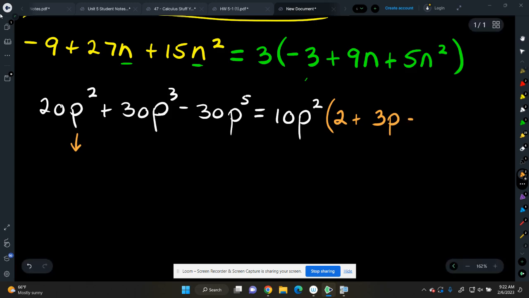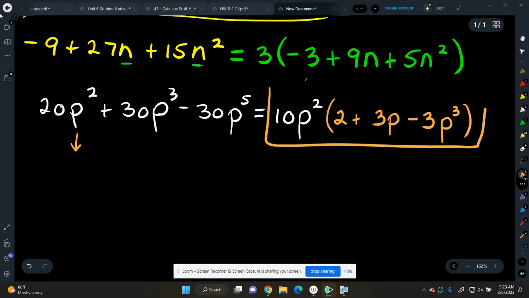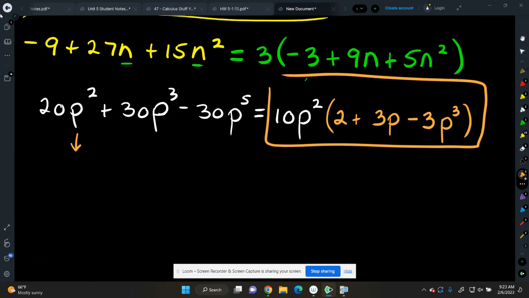Okay, and then we're going to do minus. We're going to take 10 out of negative 30, which is negative 3. And here I had 5 p's and I took 2 away. So what's left? P to the third. And there is my factored polynomial. Okay. We always take the lowest exponent out, but they all have to have that variable.